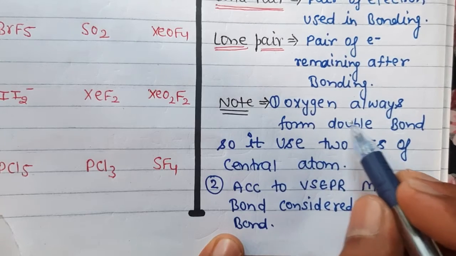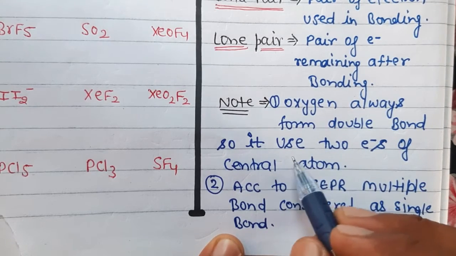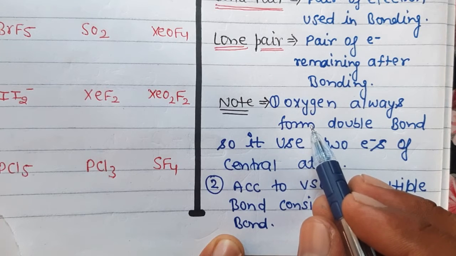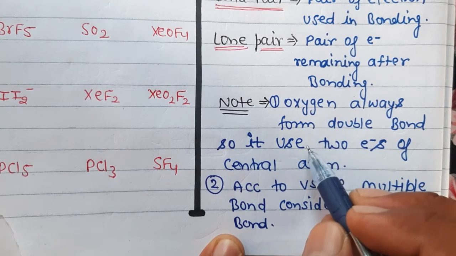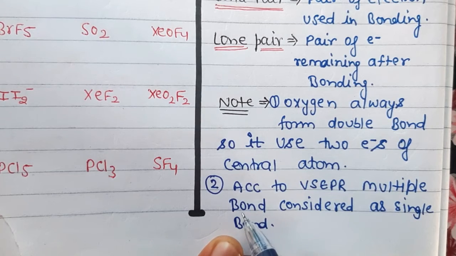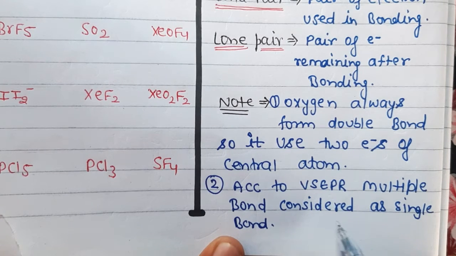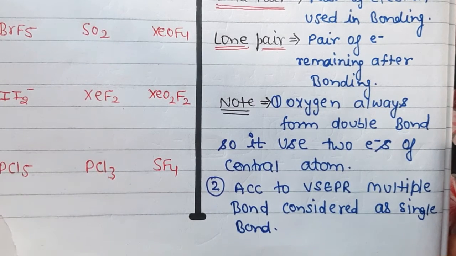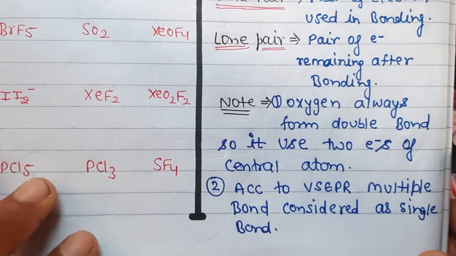Number 1, oxygen always forms a double bond, so it uses 2 electrons of the central atom. You know oxygen always forms double bonds, so it uses 2 electrons of the central atom. And the second point is, according to VSEPR theory, a multiple bond is considered as a single bond. You know VSEPR theory considers a multiple bond as a single bond, right?